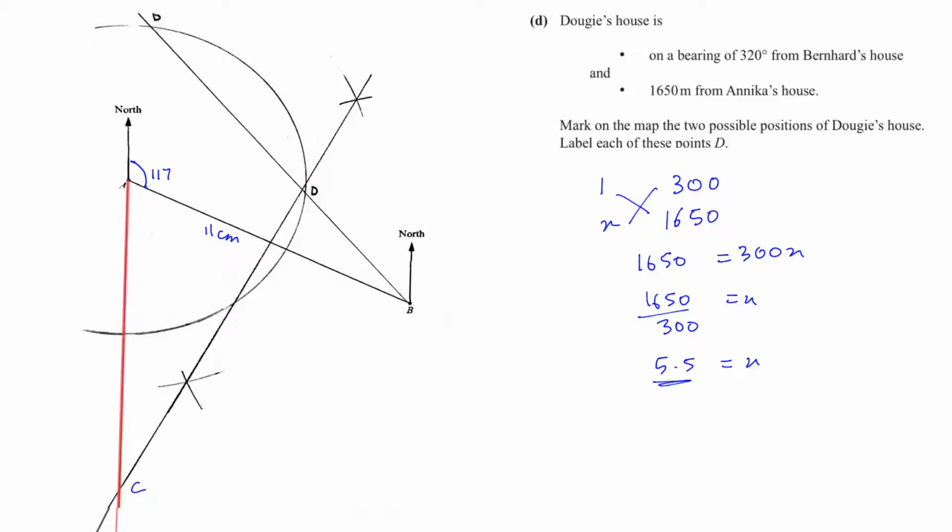And then 320 degrees from Burnett. 360 minus 320 is 40 degrees. So if we draw an angle here at 40 degrees, that means the outside is 320. And they both meet at these points, here and here. So there are two possible positions of his house and we label them D.